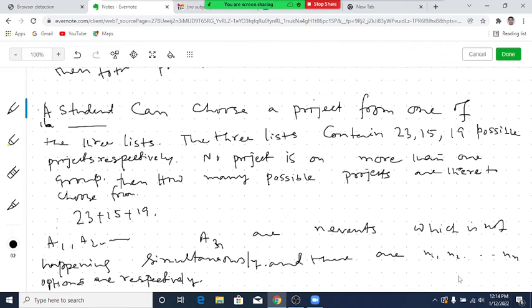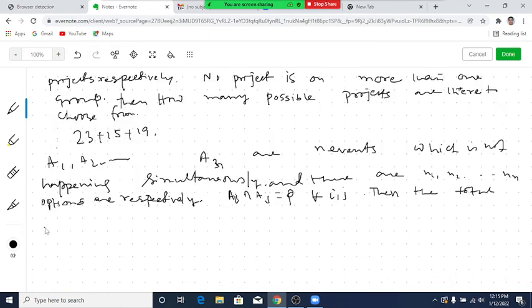That means the A1 event has N1 options. That means there are 3 projects: the first has 23 options, the second has 15 options, and the third has 19 options. Similarly, here A1 has N1 options, A2 has N2 options, and AN has NN options. So if the intersection is empty, that means Ai intersection Aj is empty for all i, j. Here it is told that no project is on more than one group. Similarly, here also the thing which is in A1 is not in A2 or in any other events. Then the total possibilities are N1 plus N2 plus ... NN. Is that clear?